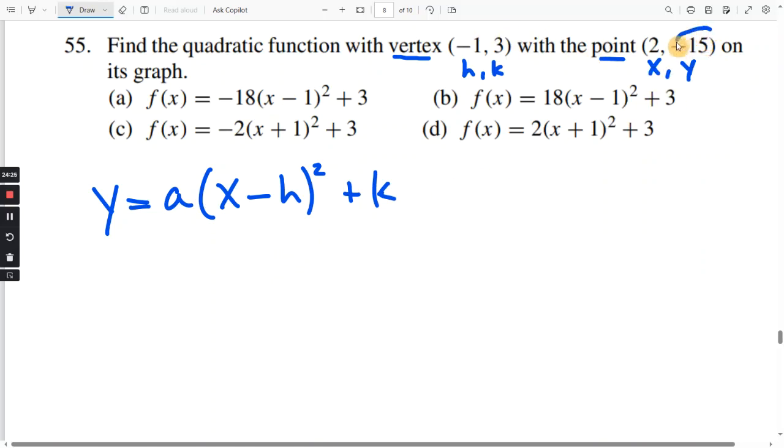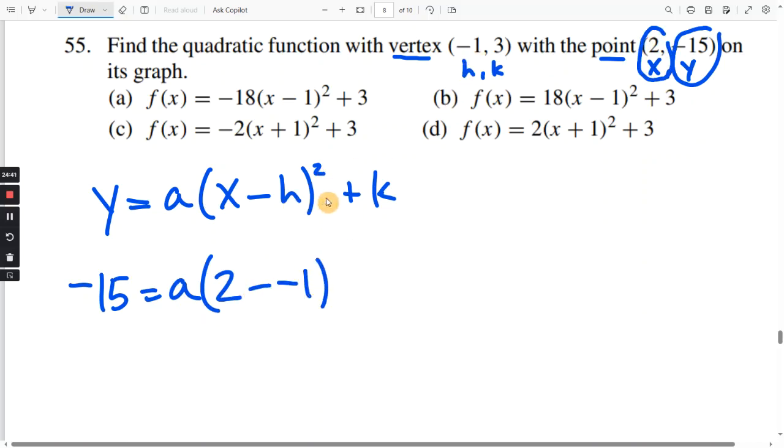So y is going to be negative 15. That equals a, x is going to be a positive 2 minus h, which is negative 1. That whole thing is squared. And then plus k is going to be plus 3. That equals a, 2 minus negative 1 is 3. Two negatives in a row make it positive. 2 plus 1 is 3, and 3 squared is 9. And that's plus 3.